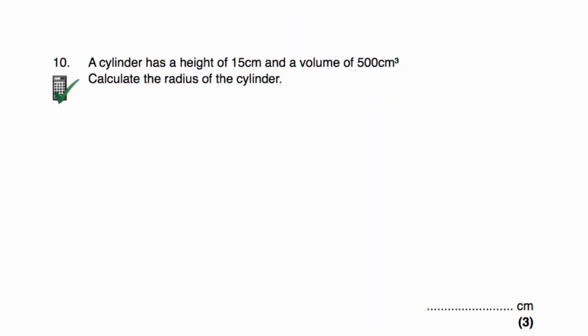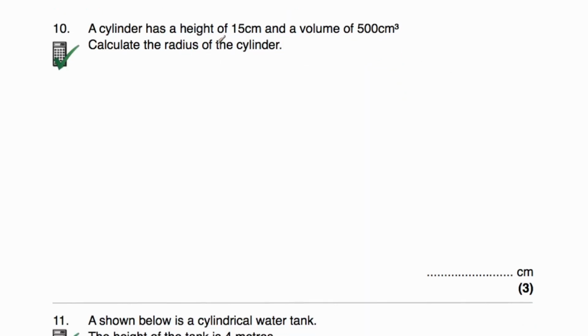Okay, our next question, question number 10. So question number 10 says, a cylinder has got a height of 15 centimetres and a volume of 500 centimetres cubed. Calculate the radius of the cylinder. So in this question, we've got two approaches again. I'm going to do both of them. Our first approach is we want to find the radius of the cylinder.